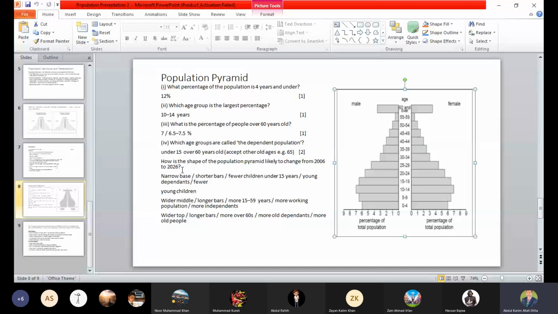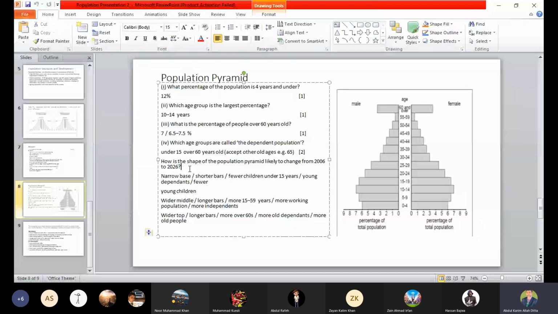So the question is, how is the shape of the population pyramid likely to change from 2006 to 2026? You see that between 2006 and 2026, how many years are there? 20. Sir, 20 years.